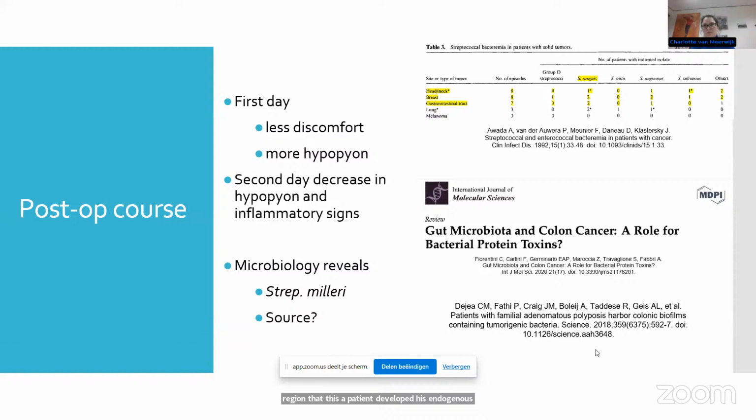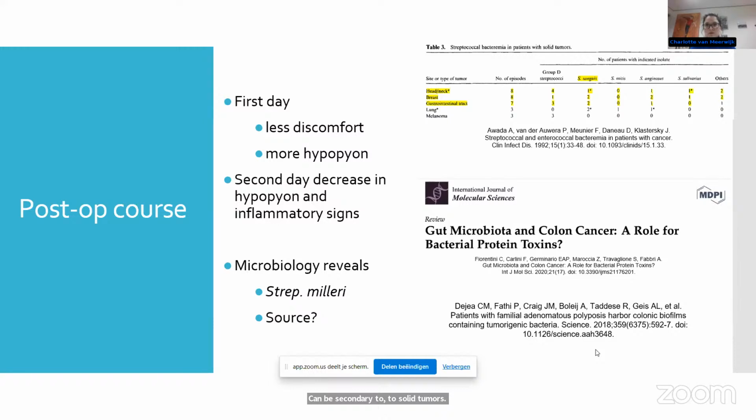That is important to look at, and to search for a primary cause or primary focus. It is also presented in the literature that the development of endophthalmitis, an endogenous endophthalmitis, can be secondary to solid tumors.